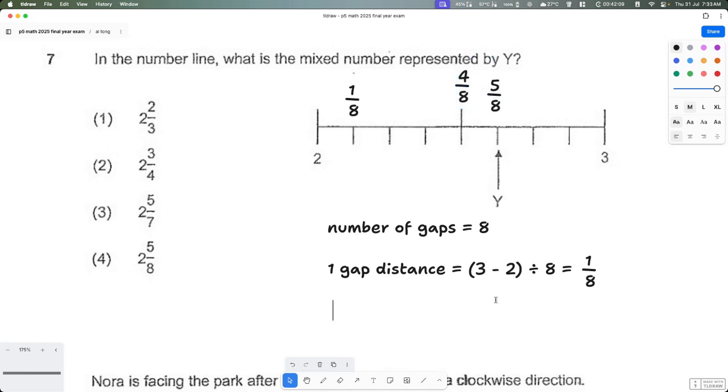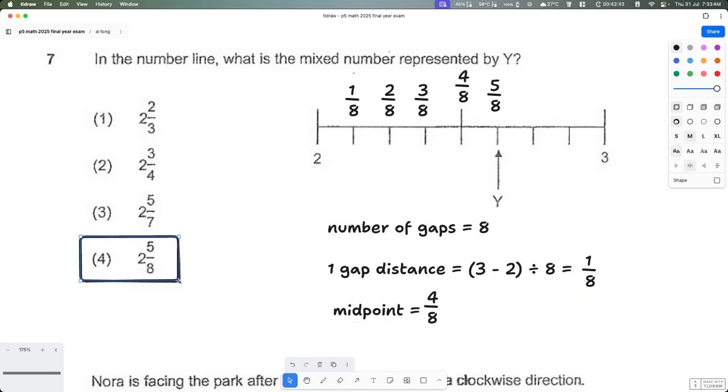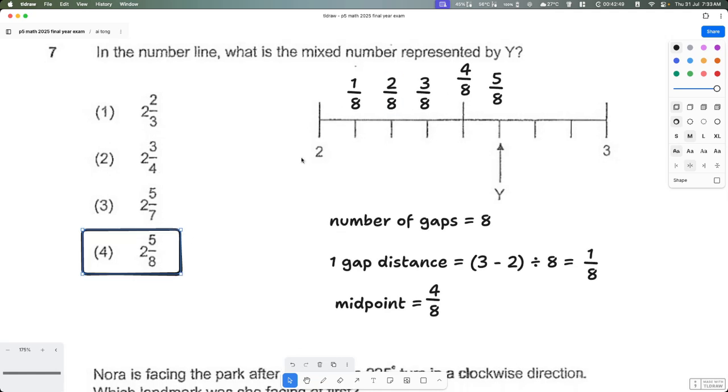So in a way, midpoint is equal to halfway, 4 over 8. I'm just going to copy and paste it here. Why 4 over 8 is because 1 over 8, we can just manually do 2 over 8, and then this is 3 over 8. Makes sense, right? Then the 4 and then 5 over 8. So the answer to this will be, y will be 2 and 5 over 8, which is option number 4 in this case over here. Let's move on to the next question.